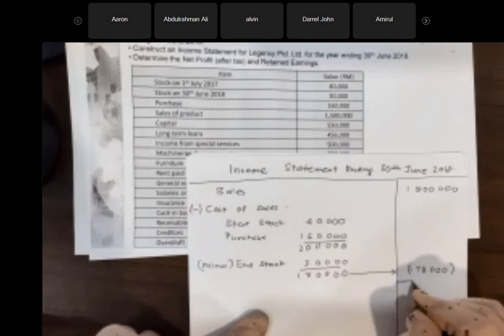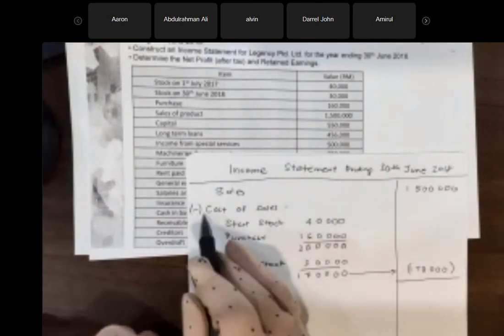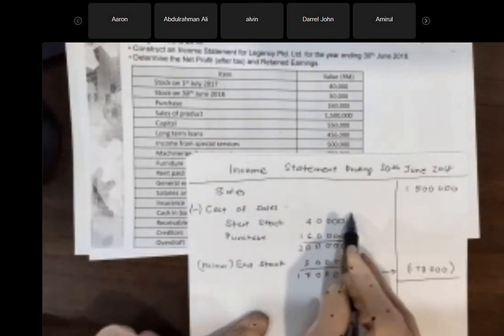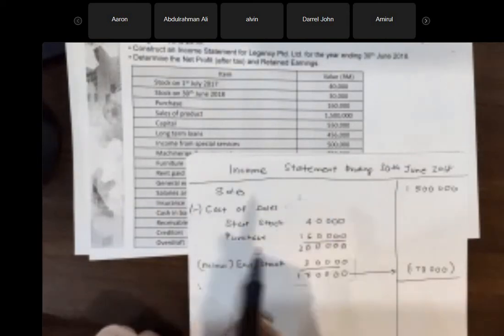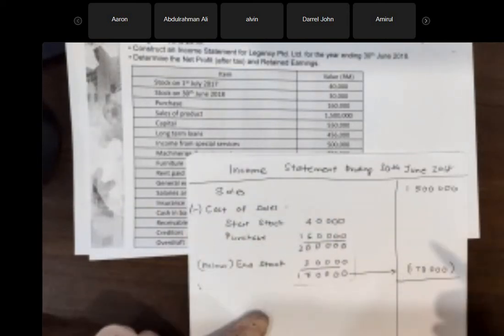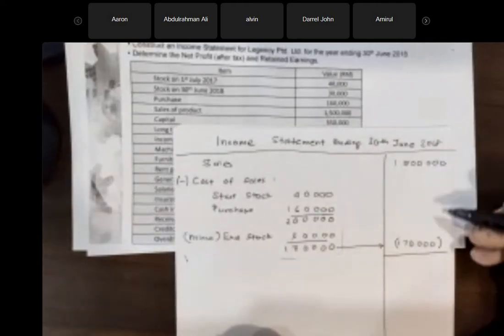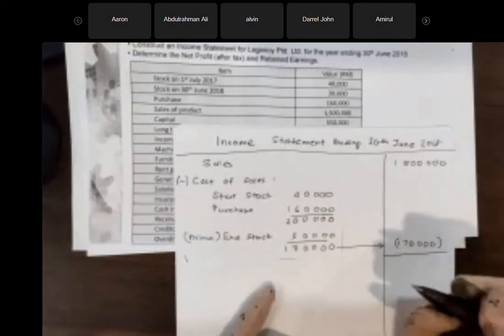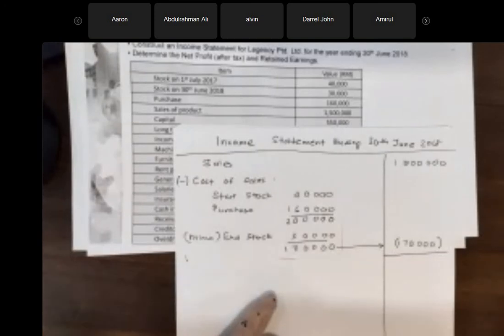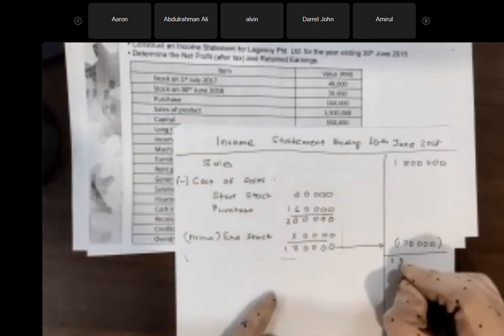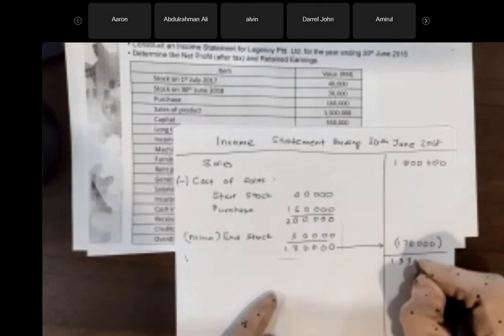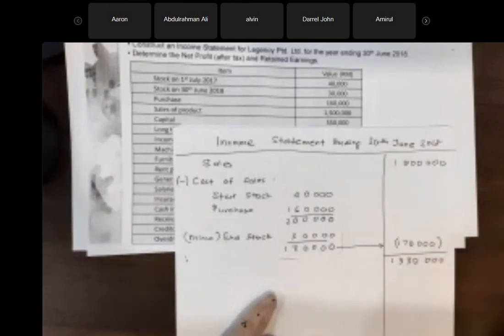Okay. Sales minus, this is the cost of sales. Minus ini minus lain ini minus lain ni. Ini yang kat sini. Ini cost of sales ni. Ataupun kat atas pun boleh. You put here or here, it is okay. Okay, now you just minus these two. Okay, you will get 1,330. Okay, and you will get this one.